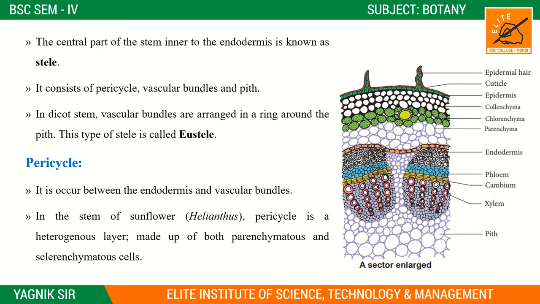So in the stem of the sunflower, the pericycle is heterogeneous, made up of both parenchymatous cells and sclerenchymatous cells. Normally pericycles are made up of homogeneous cells, but in this plant and some other plants the pericycle is heterogeneous in nature. Heterogeneous means different kinds of cells make up this layer, this ring, like parenchymatous cells and also sclerenchymatous cells. So that's why the region is a heterogeneous layer, right?